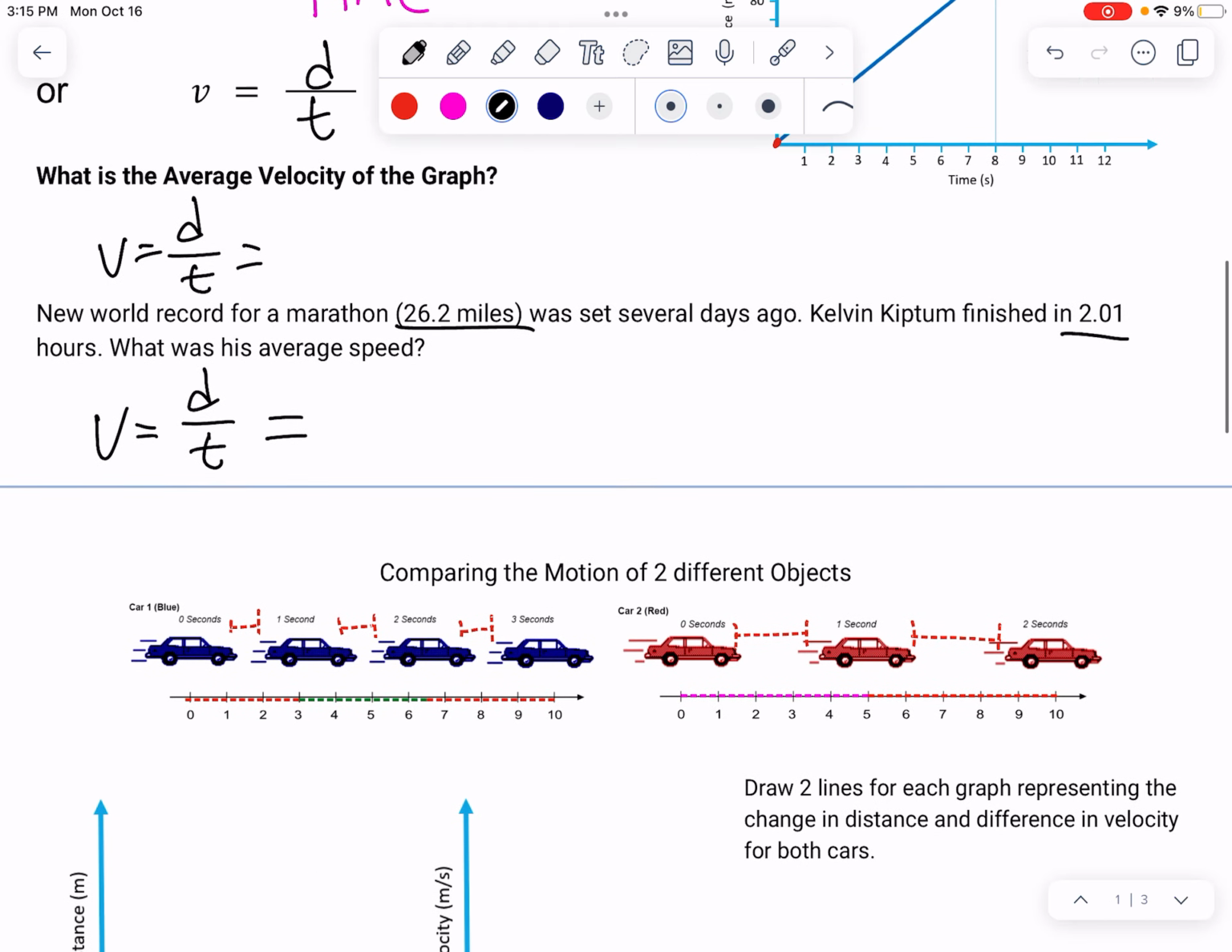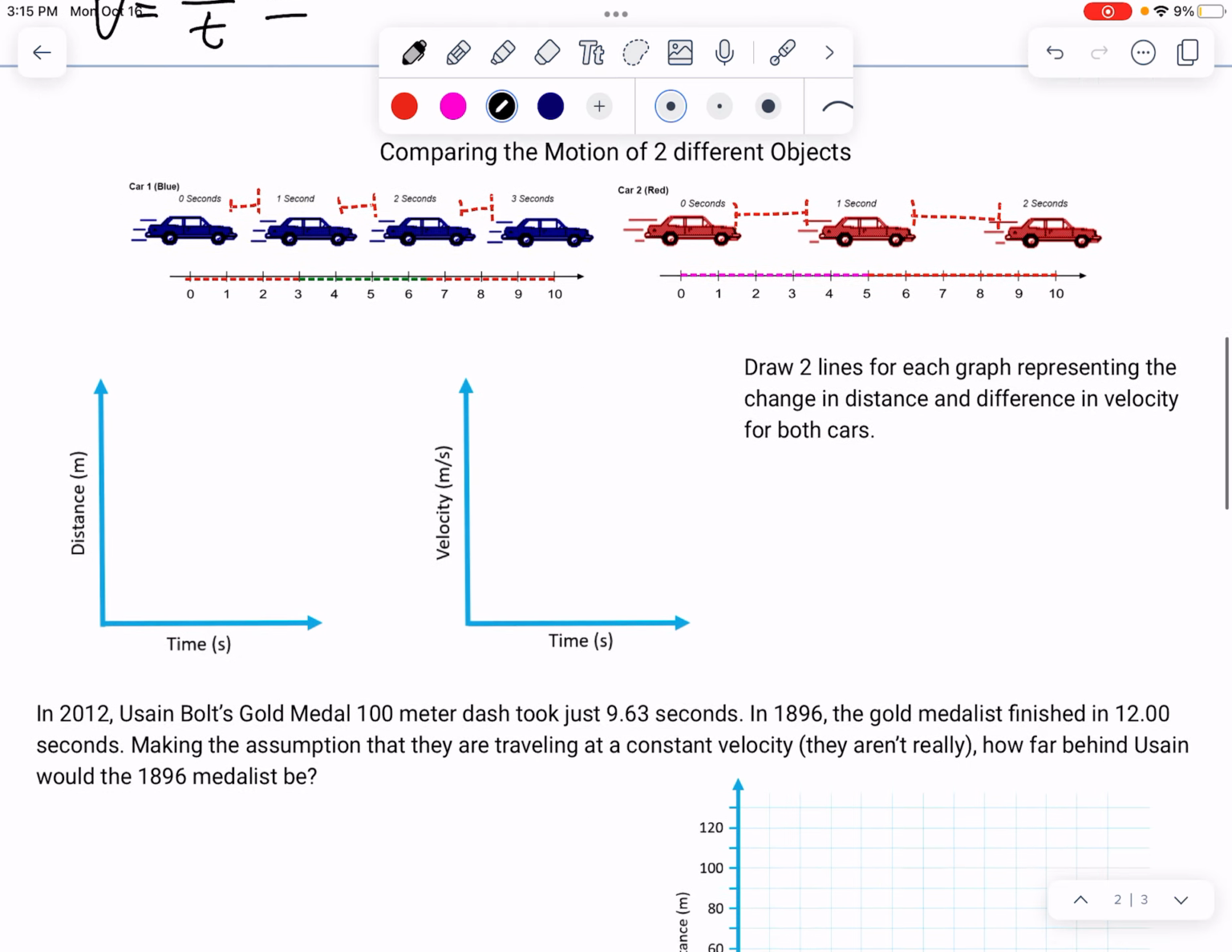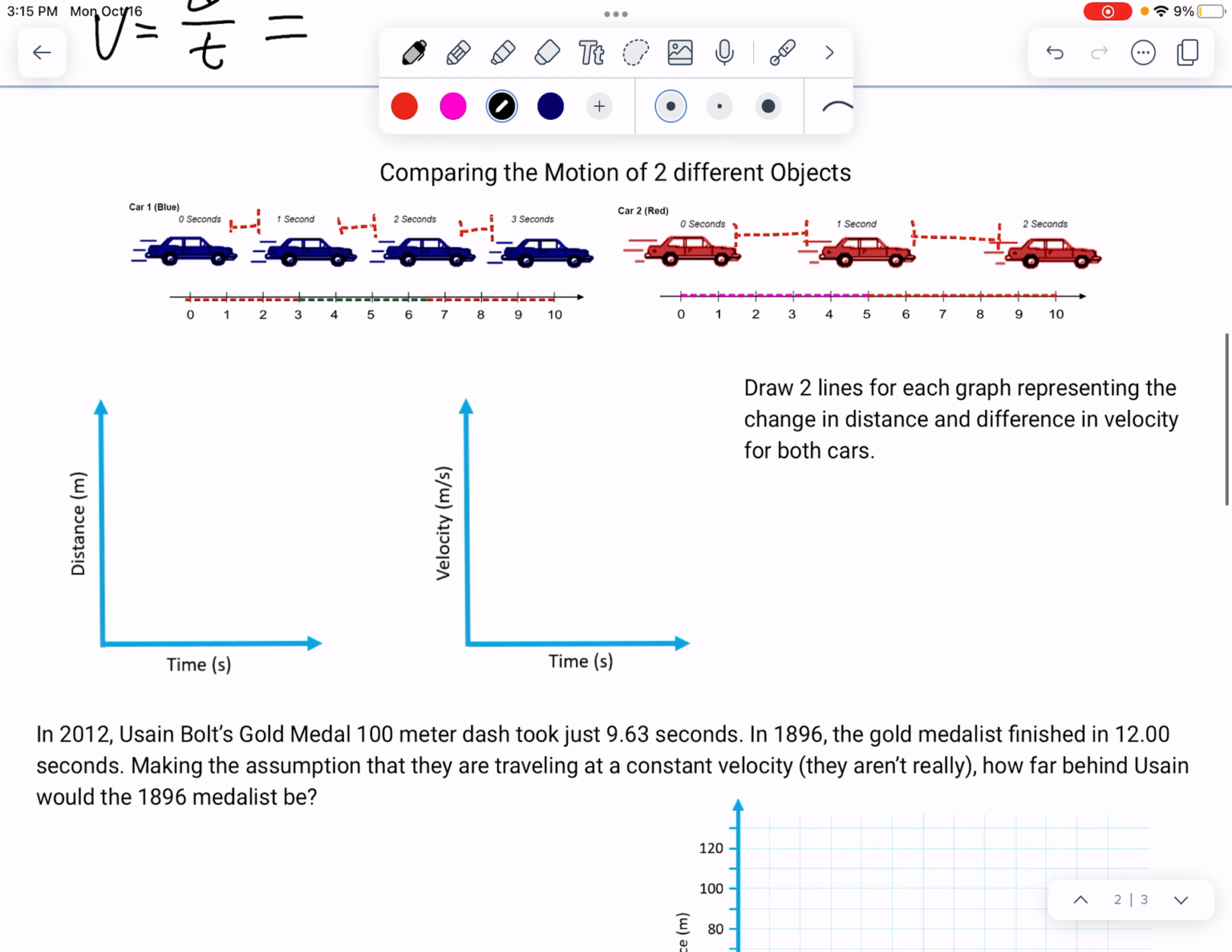All right, you can check your answer with today's sub. All right, moving on. Looking at two cars here. We have two cars that are moving at different speeds. We have what's called a motion map here.